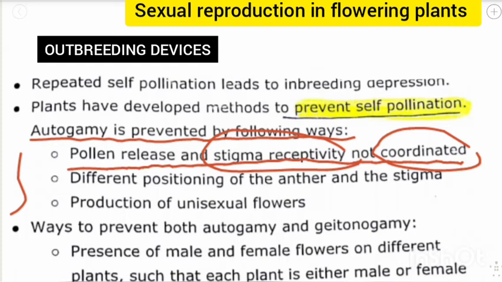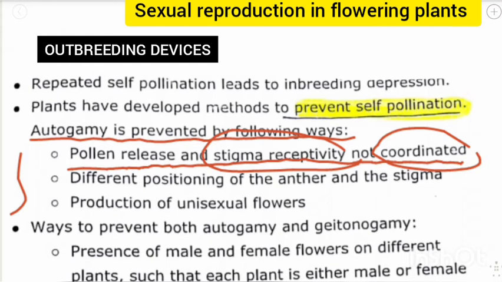In some species, pollen release and stigma receptivity are not at all synchronized. In this case, either the pollen is released before the stigma becomes receptive, or the stigma becomes receptive much before the release of pollen. They do not take place at the same time, so they are not coordinated. Either the pollen is released first, or stigma receptivity takes place later.